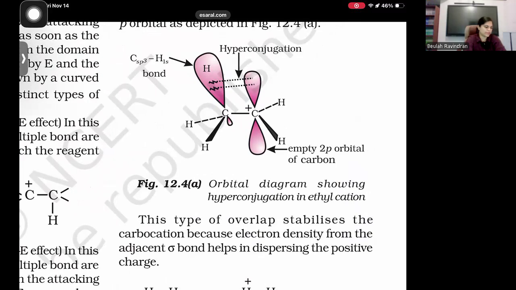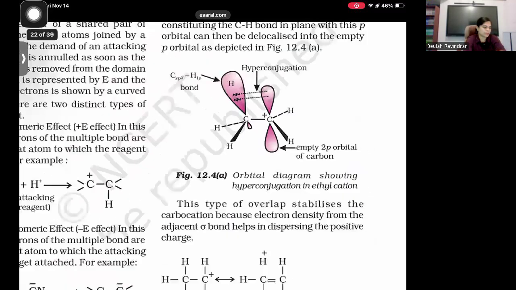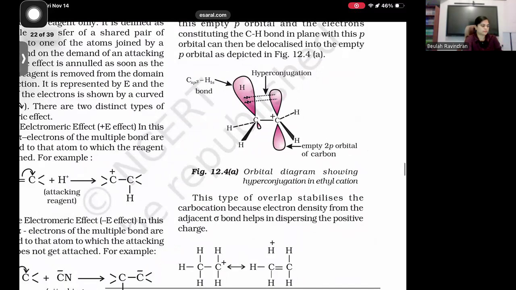So it is an orbital diagram that is given. Overlapping takes place in, see here, sp3 to 1s, hydrogen 1s bond. Right? It is hyperconjugation. 2p is empty now. 2p of this carbon is empty. Okay.